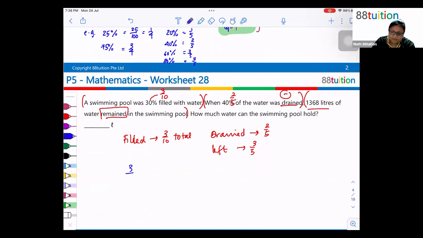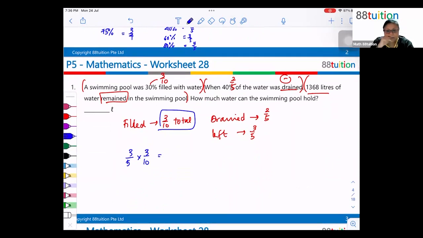What's left is 3/5 of 3/10 because this is what's filled. So 3/5 of 3/10 is how much? 3/5 of 3/10 is 9/50. Right? So what's left in the swimming pool will be 9/50.